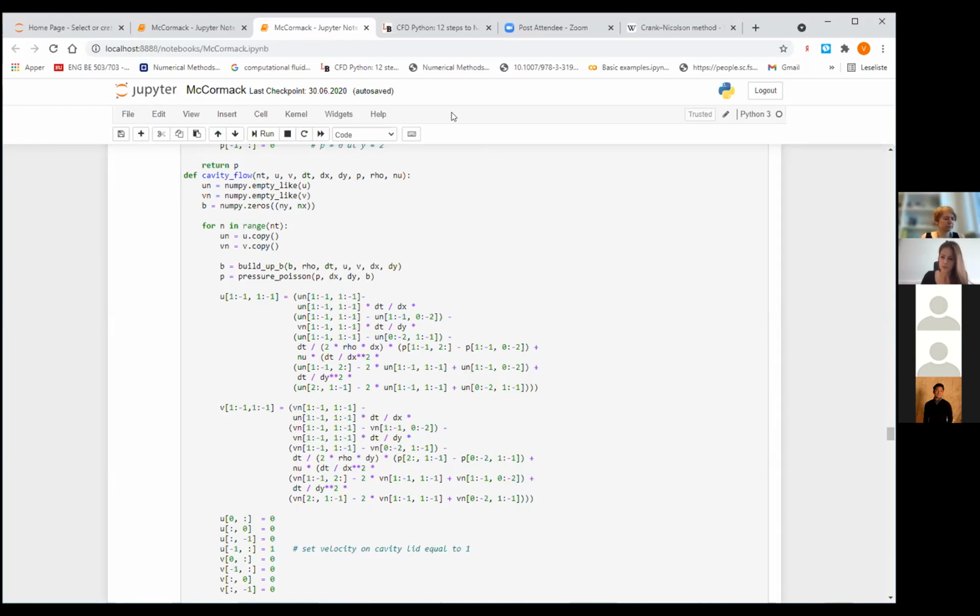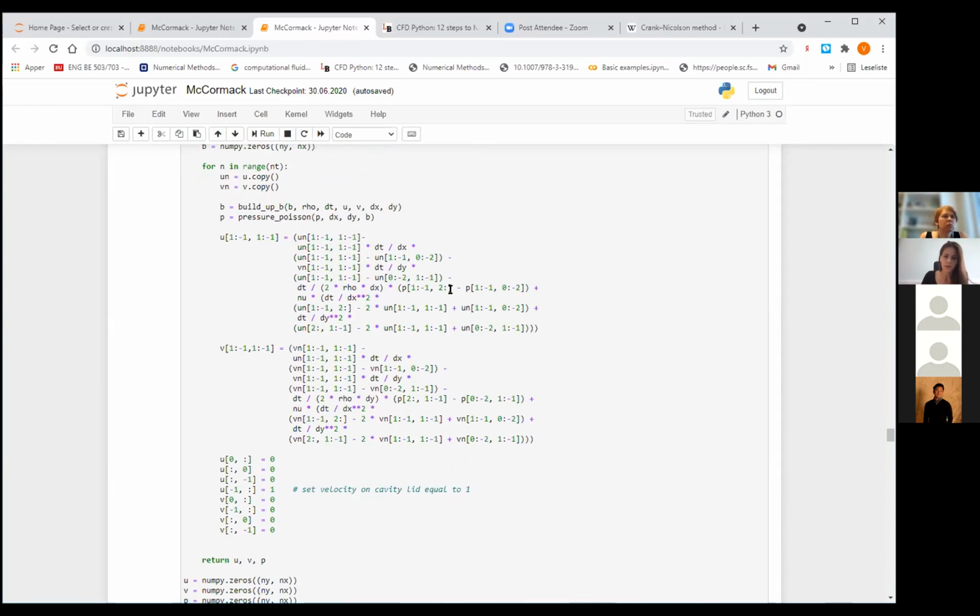So now I tried to create the question in Zoom. Okay. One second, please. Okay, you can write it into your chat.